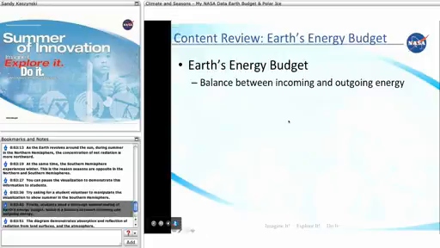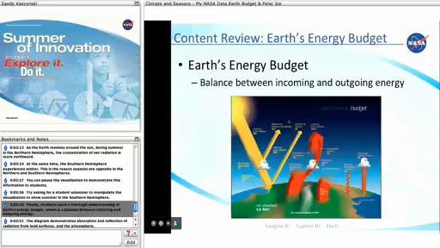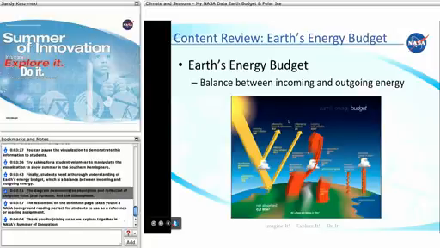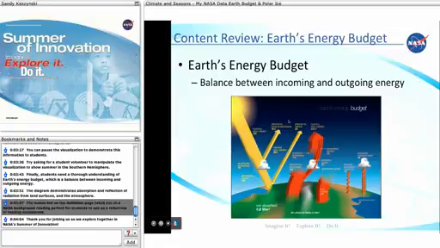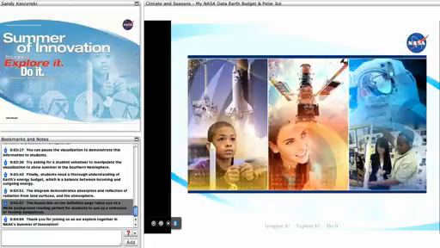Finally, students need a thorough understanding of Earth's energy budget, which is a balance between incoming and outgoing energy. The diagram demonstrates absorption and reflection of radiation from land surfaces and the atmosphere. The lesson link on the definition page takes you to a NASA background reading perfect for students to use as a reference or reading assignment.